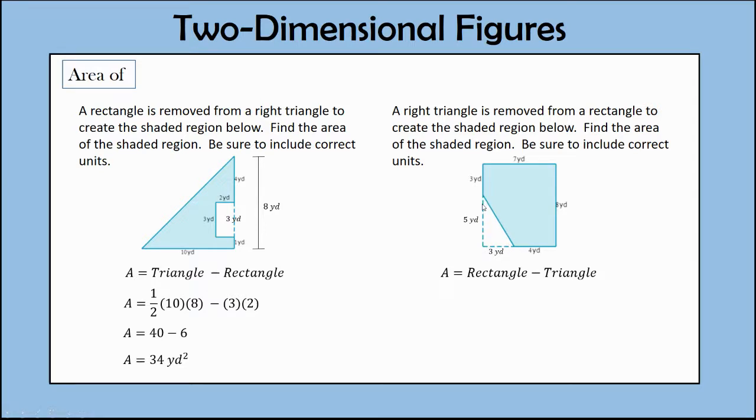Okay, so what that does is give us the dashed lines, which are also the base and the height of our triangle. Okay, so we've got to find the area of the rectangle, subtract the area of the triangle. Rectangle is 7 by 8. That's its area. Triangle's 1/2, 3 times 5. We're going to get 56 minus 7.5, which is 48.5 yards squared. The area is always yards squared.